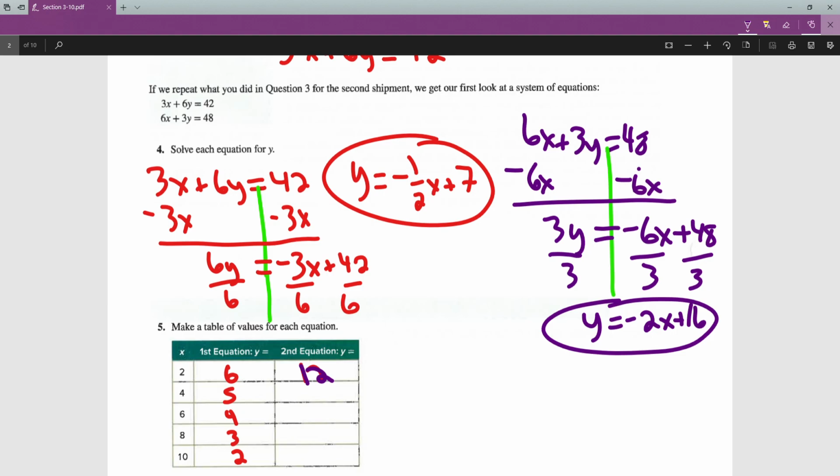Do negative 2 times 4, which is negative 8, plus 16, which is 8. Again, you could type this into your calculator and force your calculator to do the table like we did in section 3.6. Refer back to that video to see how to do this. I'm going to continue to fill in the chart. And that is what your table should look like.